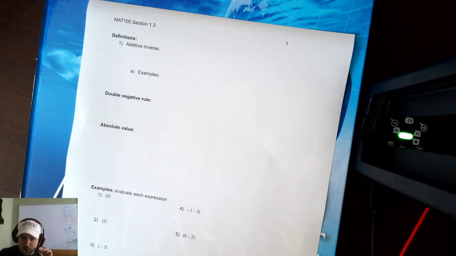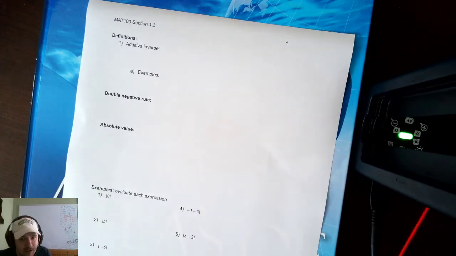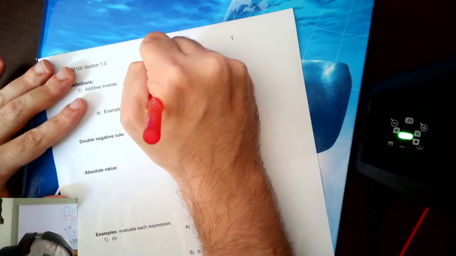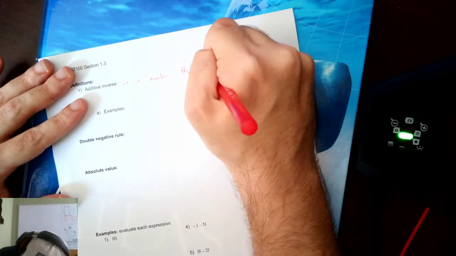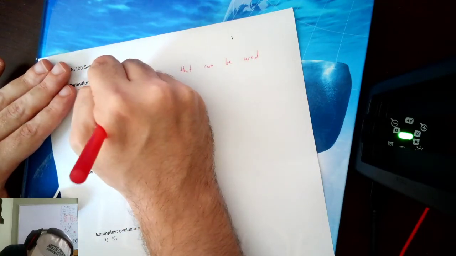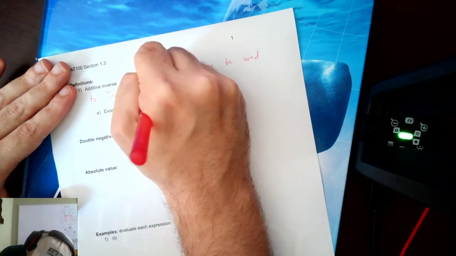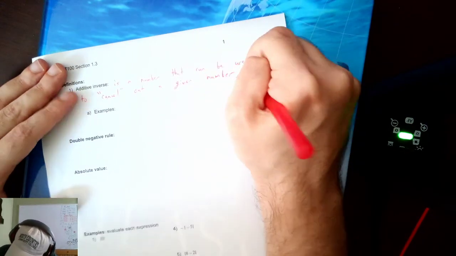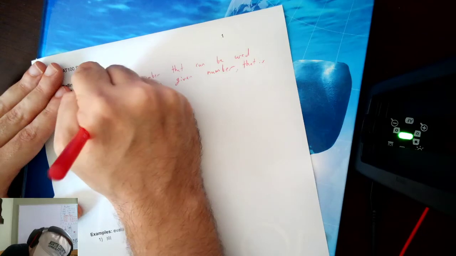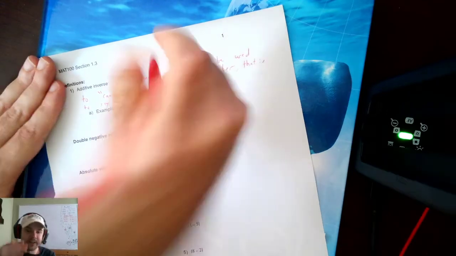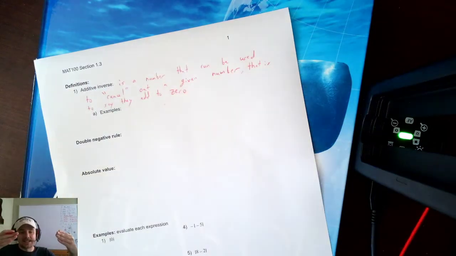Today we're going to talk about Math 100, section 1.3, and let's start off with a definition of what an additive inverse is. An additive inverse is a number that can be used to, I'm going to put quotation marks, "cancel out" a given number. That is to say, they add to 0. So if you have a number, its additive inverse is the one that cancels it out, so when you add them together, you get a goose egg, you get 0.